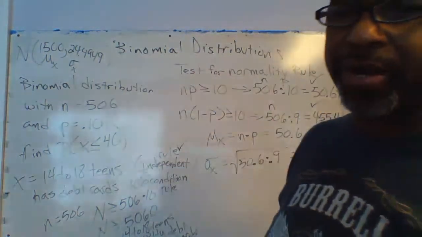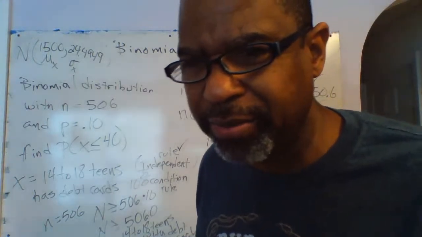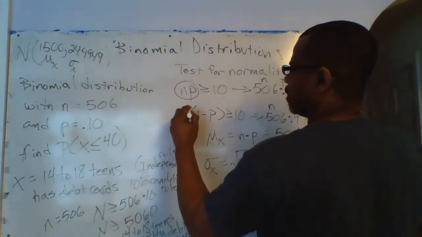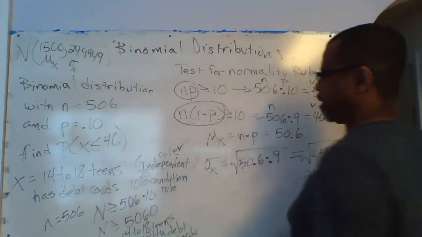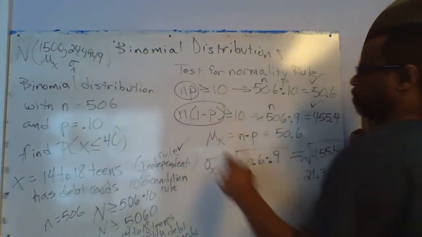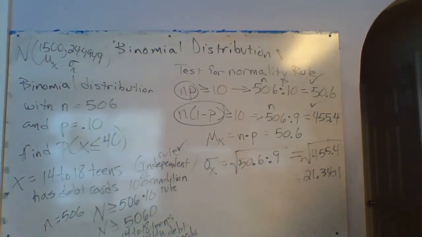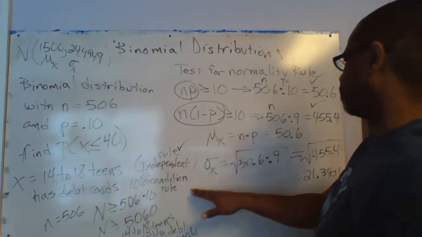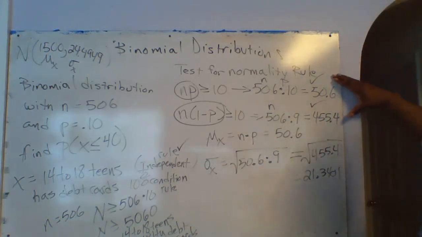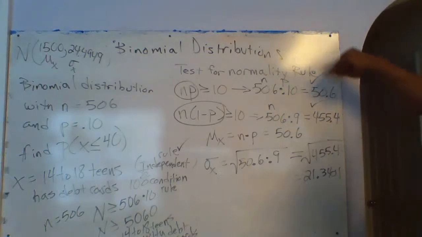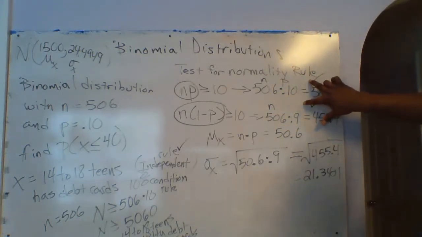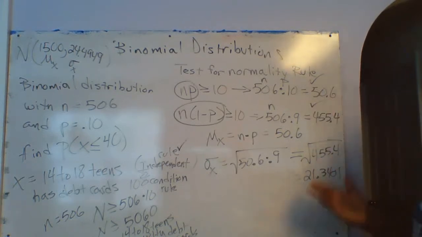Come on, Bree, you better than that. These are the rules. It's N times P and N times 1 minus P. That's it. All right. So the 10% condition rule is being met. We just tested for normality. So the normality rules are being met. So we can use the norm curve to solve this problem.